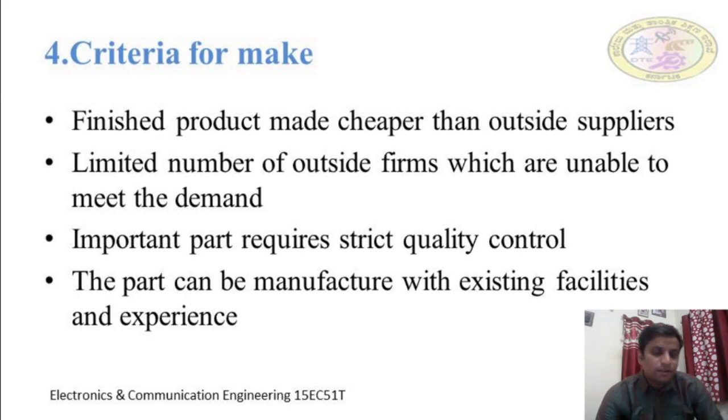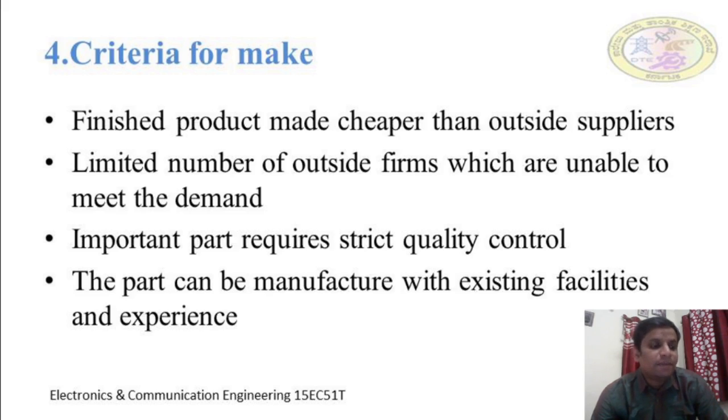Criteria, in the sense what factors we need to take into consideration for making a decision, is very important. Finished product made cheaper than outside suppliers. First criteria is finished product made cheaper than outside suppliers. ಬೇರೆಯವರು ಏನು ಸಪ್ಲೈ ಮಾಡ್ತಾ ಇರ್ತಾರೆ ಅವ್ರಿಗಿಂತ ಫಿನಿಶ್ಡ್ ಪ್ರಾಡಕ್ಟ್ ಎಷ್ಟು ಅವೈಲೇಬಲ್ ಇದಾವೆ. ದಟ್ ಇಸ್ ವಾಟ್ one factor we need to remember.